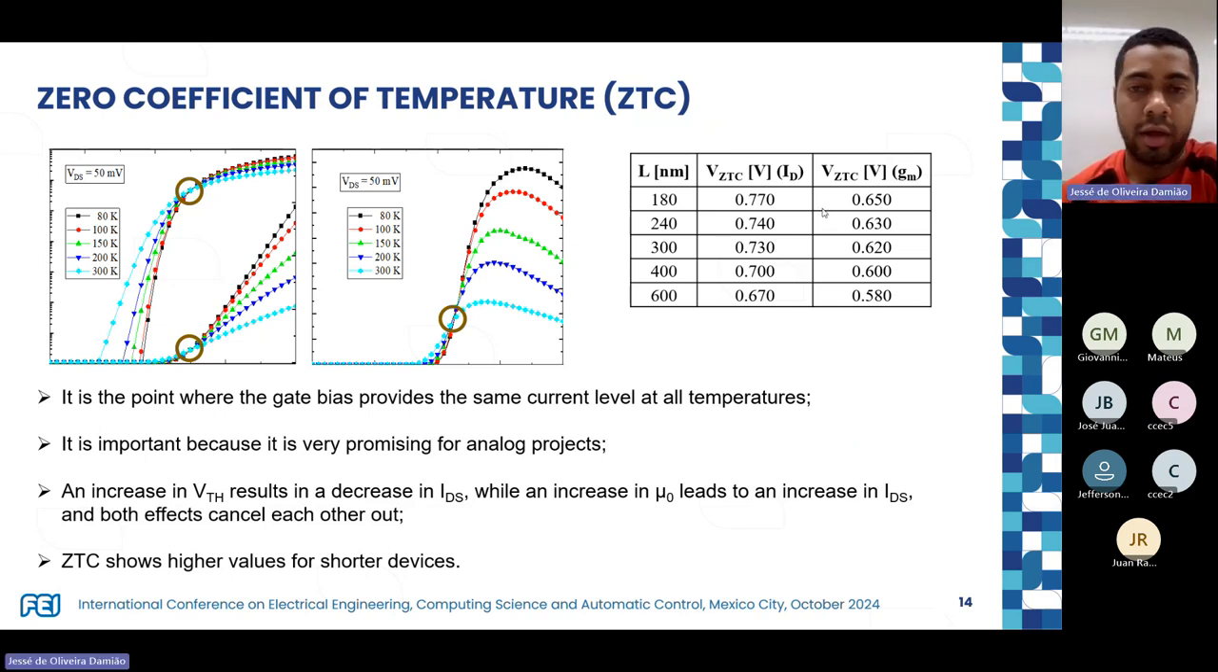And this table shows the extracted ZTC for all devices. And we can observe that the ZTC is higher for shorter devices, right? You can see the ZTC of drain current and transconductance curves.